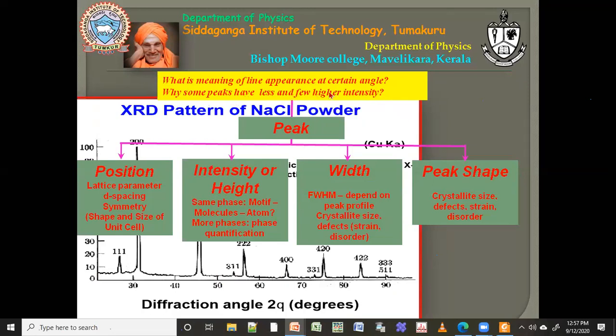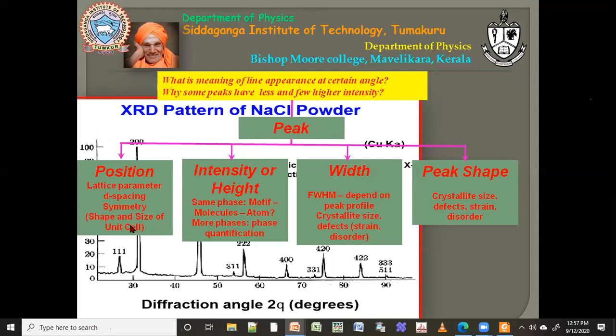Related to the peaks, there are different parameters. The first parameter is the position. The position of the peak will give information about the symmetry and the d spacing. As I told you already in the previous case, if you take the d100, that means it is related with the unit cell size.